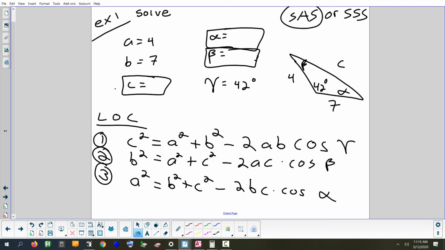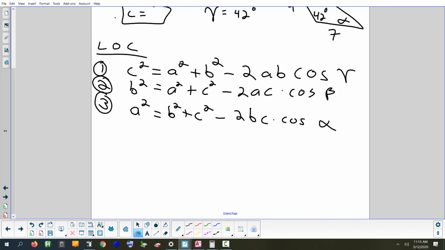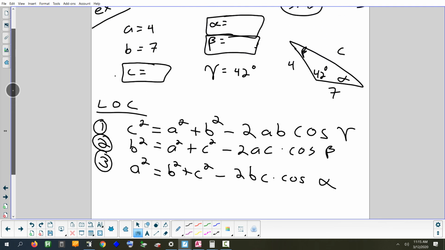Yes. You've got to use version 1 because that's the version that has the angle that you know. Anytime you're doing a Law of Cosines problem, your first step is to find all missing sides. Second step, angles. You have to do sides first, then you can do whatever angles you want. So let's use version 1, and we'll do a couple things as we go.